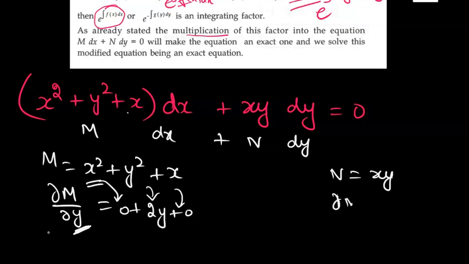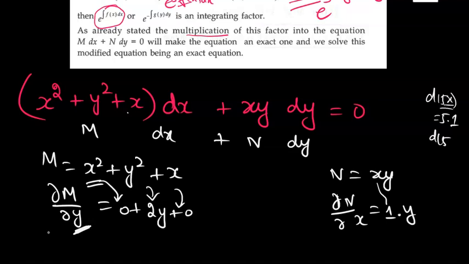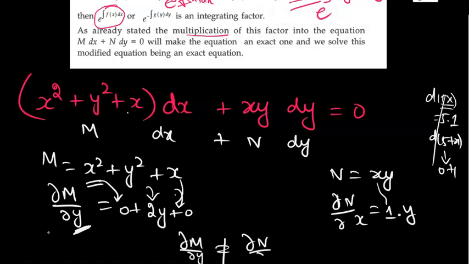Now, here, del n by del x. If I differentiate with respect to x, x differentiation is 1, y is just a constant. Because if it's in multiplication, differentiation of 5x, what will you do? 5 into 1. Because it's in multiplication. What is differentiation of 5 plus x? 0 plus 1. That 5 won't come. So that is the difference. Why are we writing 0 here? Because the constant is in addition. Here the constant is in multiplication. Now this del m by del y is not equal to del n by del x.